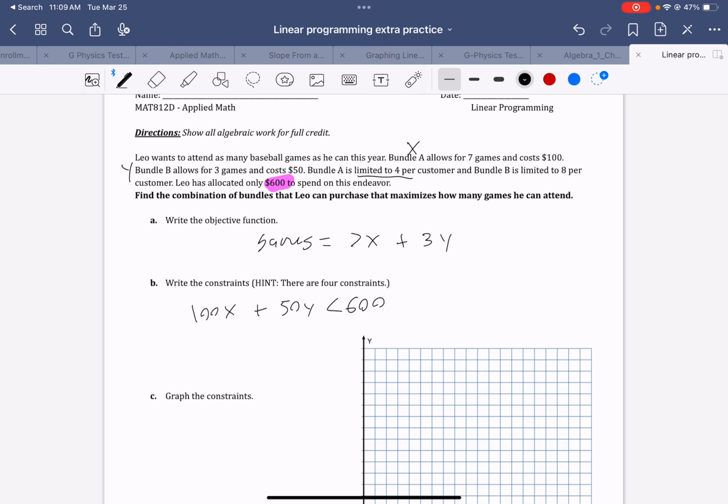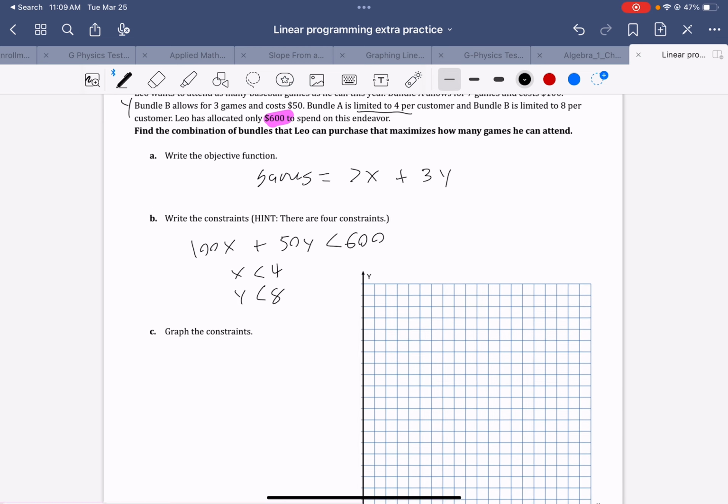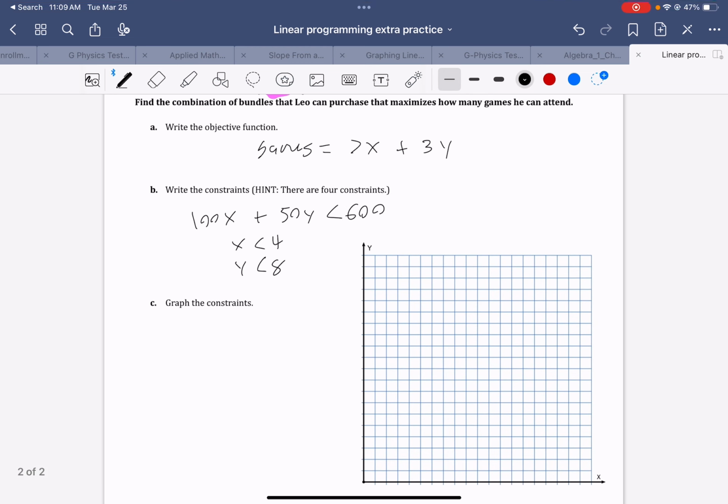Bundle A is limited to 4 per customer, so the total number of bundle A's has to be less than 4, and bundle B is limited to 8 per customer, so the total number of bundle B's has to be less than 8. So we're going to graph these. Y is less than 8 is just here, but let's do the other one first, just so we can get a sense for our axes before we start graphing stuff.